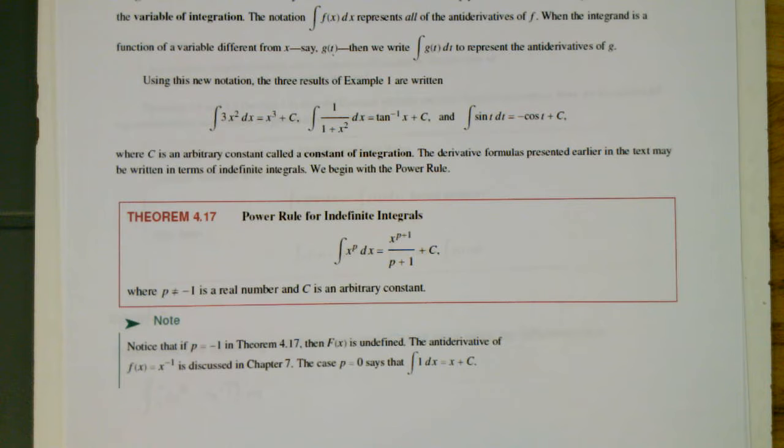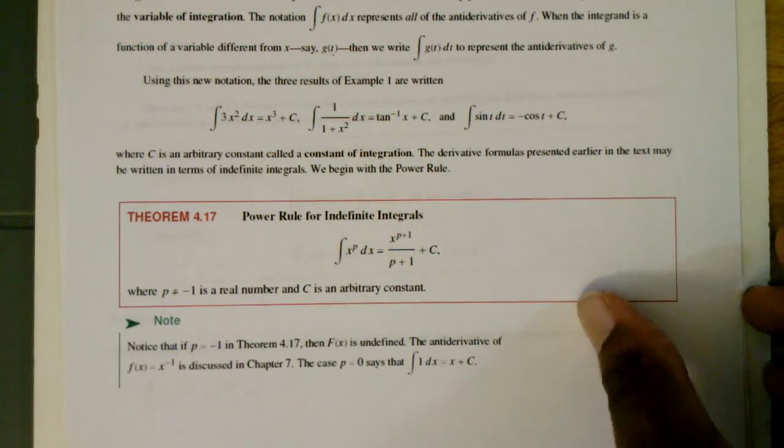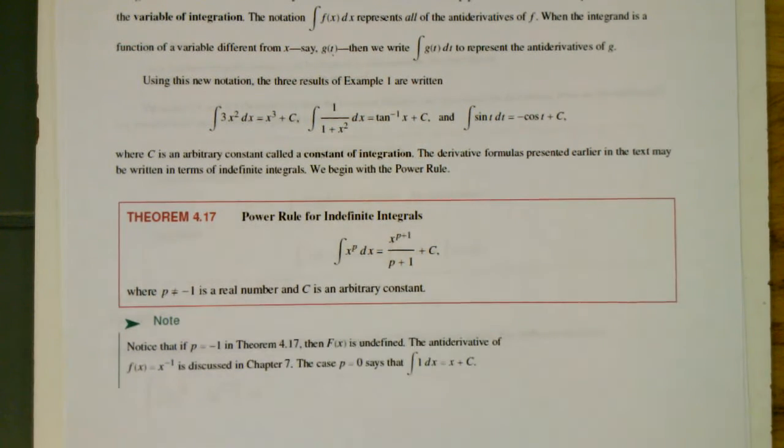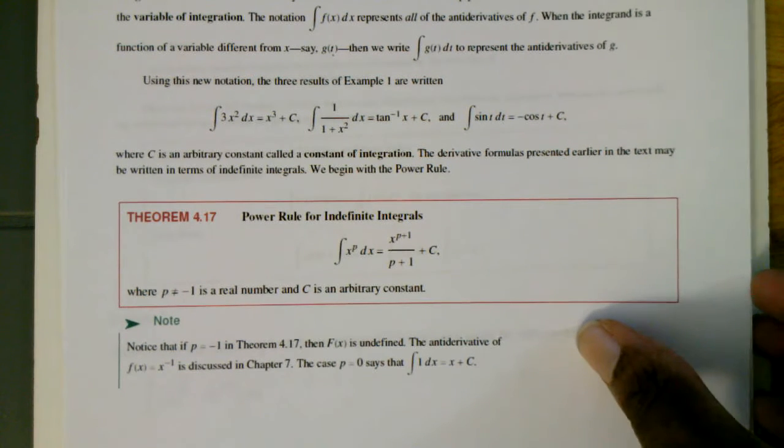Your p cannot be equal to -1 in this case. If p was equal to -1, then this function, f of x, would be undefined. Later on, we're going to talk about something where f of x is equal to x to the -1, and you take its integral. We'll talk about that later.